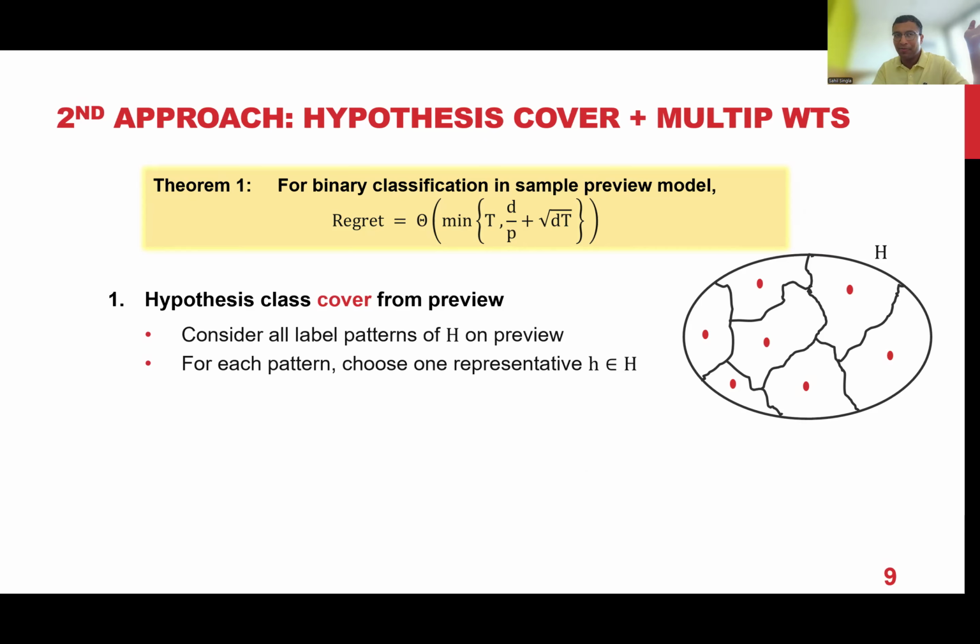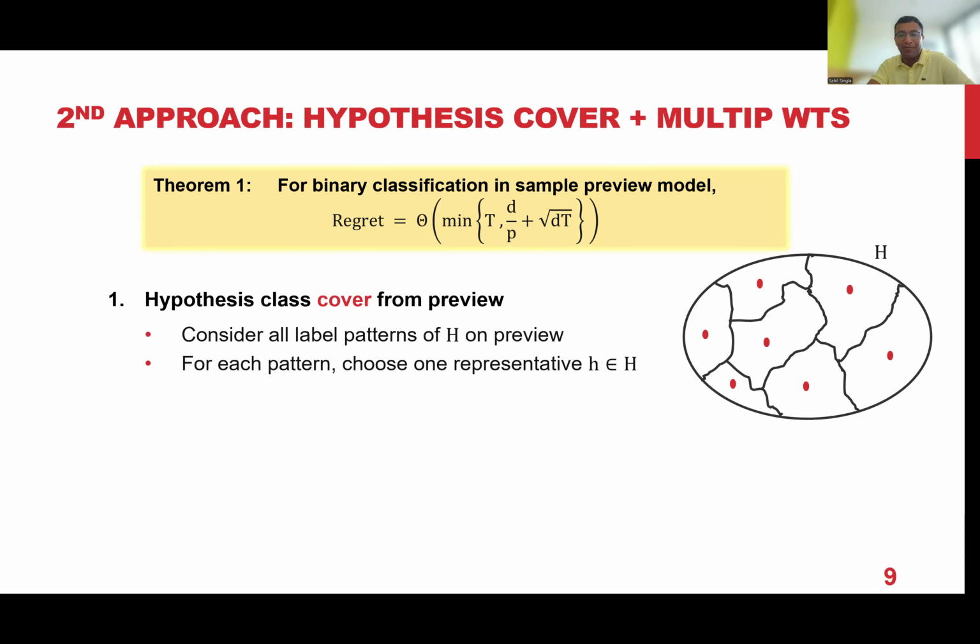So look at your preview, which is of size PT, and every possible labeling. The first thing gets a plus, second thing gets a minus, third thing gets a minus, fourth thing gets a plus. So every possible such labeling pattern that I could get on my preview. I'm going to cluster these hypotheses into pieces where each piece represents a labeling pattern that I observe on the preview. Good, so this is all done.